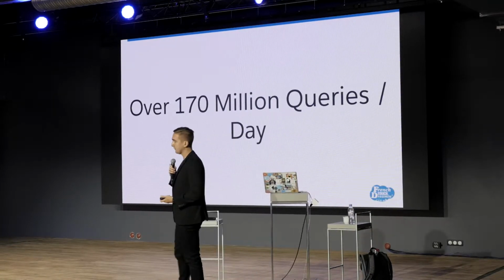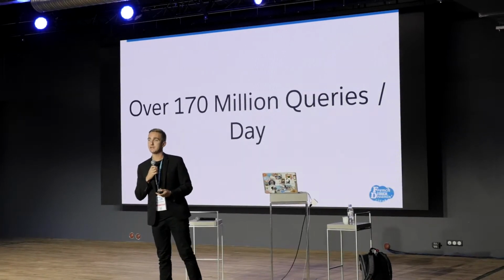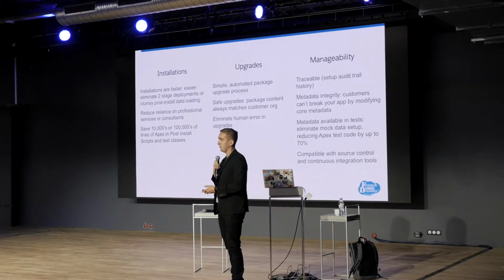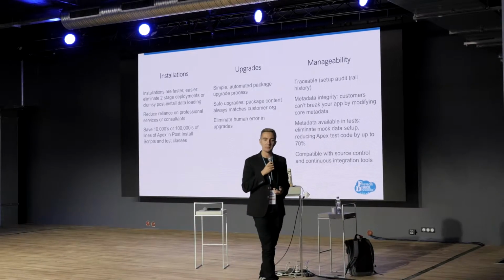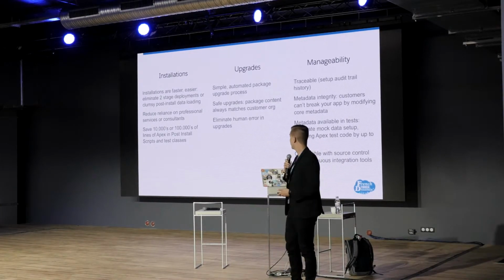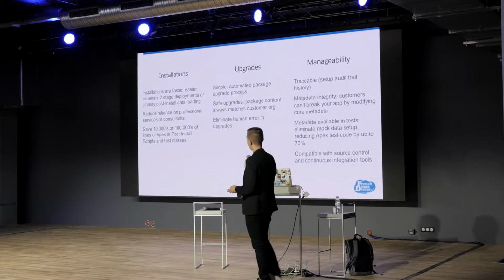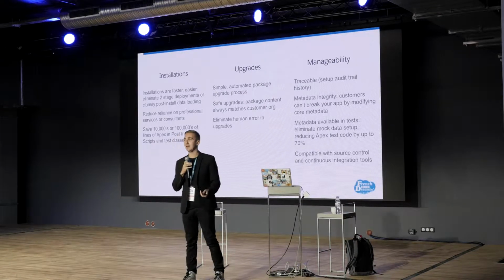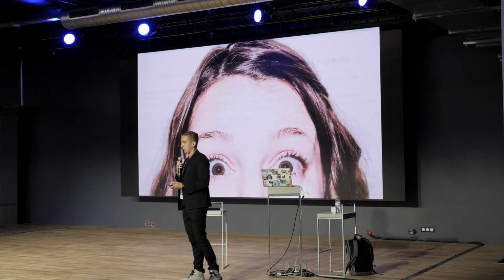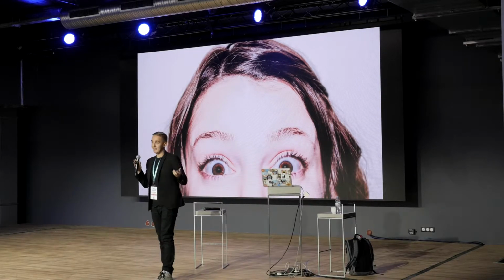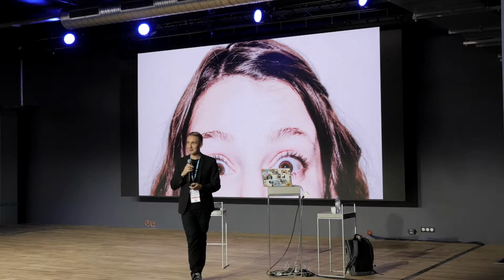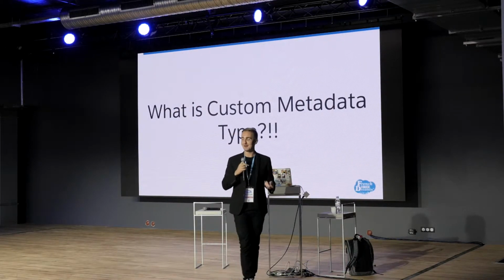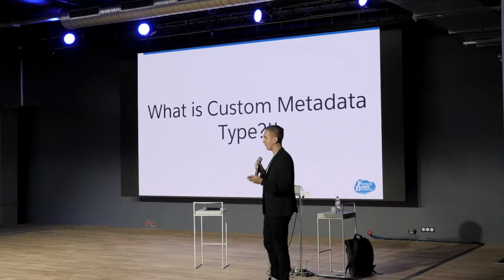And the top ISVs, like top 7 out of 10 ISVs, are using custom metadata types in their apps. So, why? Because custom metadata types provide you benefits in 3 main areas: installations, upgrades, and manageability. And I don't expect you to read this slide, it's just to show you how many things custom metadata types provide to you. And the reason for that is just to make you all excited. A lot of excitement going on. And start asking, what is custom metadata type? What does that tell me, Vladimir?